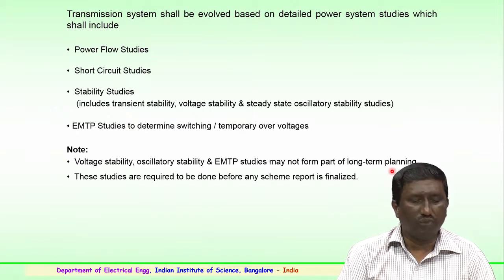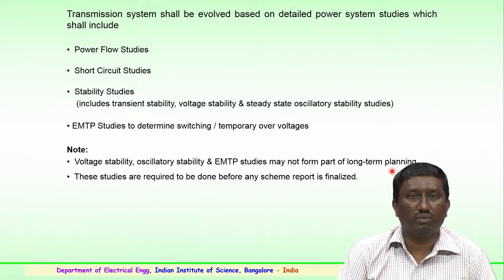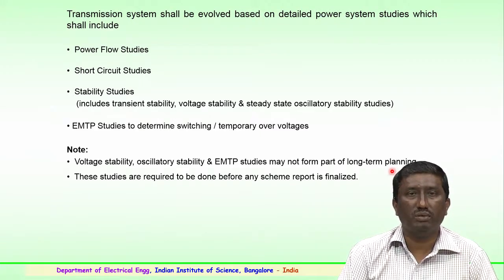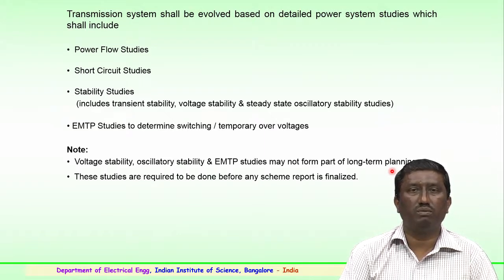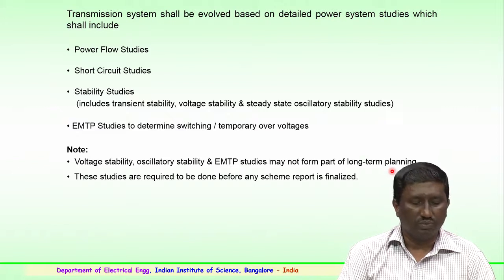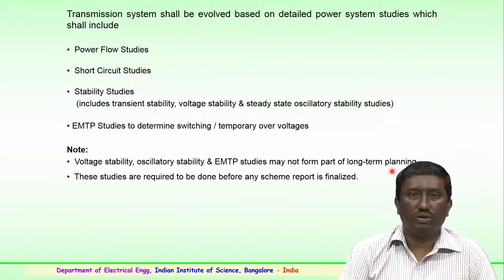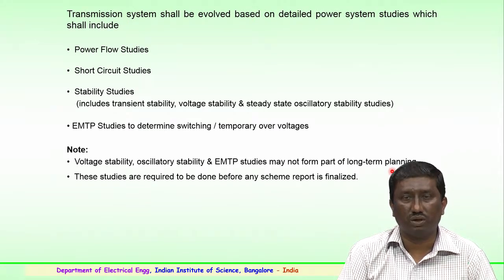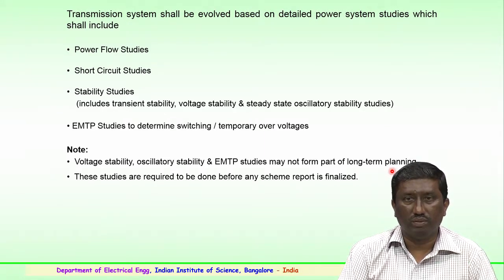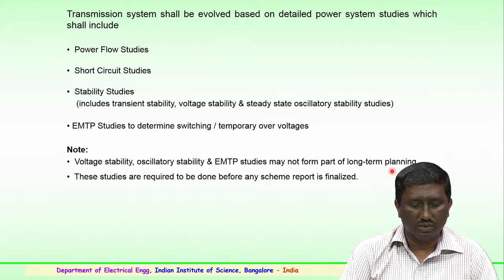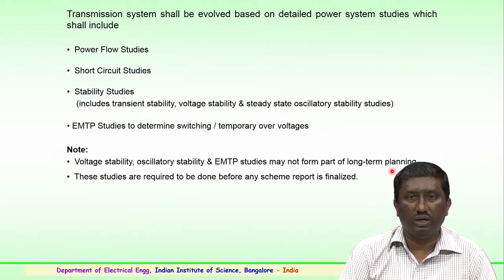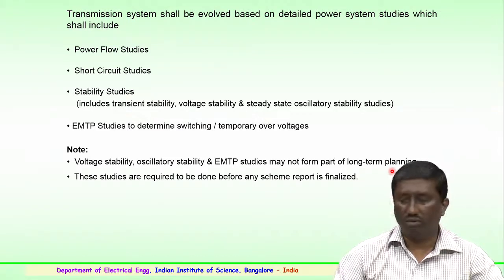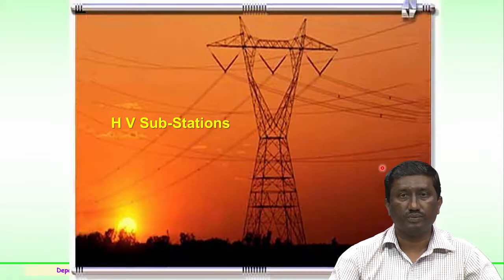Then software like the electromagnetic transient program, EMTP, is used in studies to determine switching or temporary voltages, which helps to estimate and forecast the planning of the transmission system. We should note that the voltage stability or oscillatory stability studies and EMTP studies normally used for planning may not form part of the long term. These studies are essential to be done before any scheme report is finalized, which will give an idea for the proper establishment of the power transmission network.